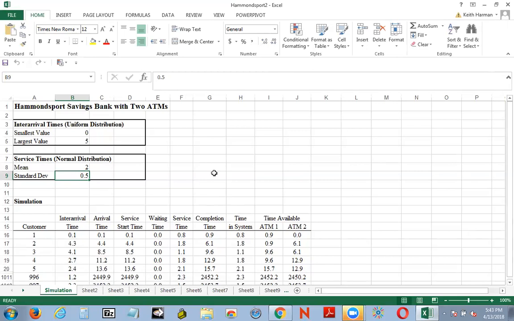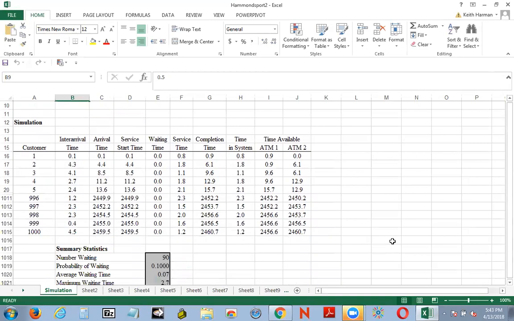Okay, that would be 1 sigma, or standard deviation 1, plus 1, minus 1 standard deviation. When we come down to the simulation again, don't let this fool you. What the authors have done here is simply hide all the cells, so they give us the first 5 customers and then the last 5 customers. And we'll look over here at the enter arrival time.